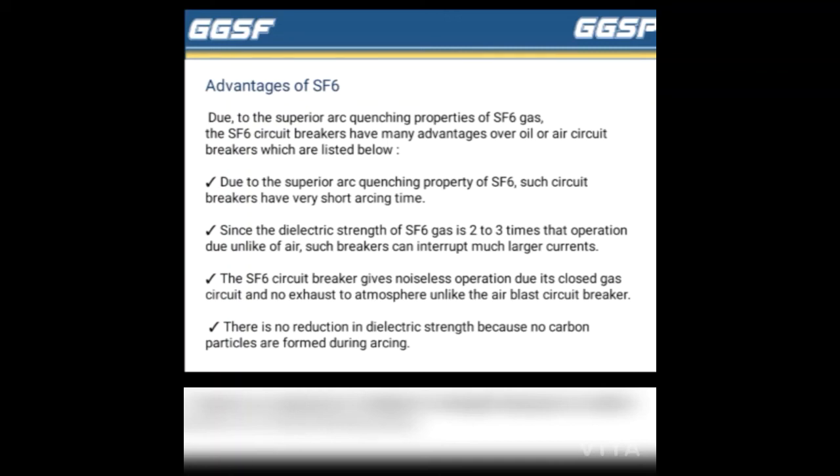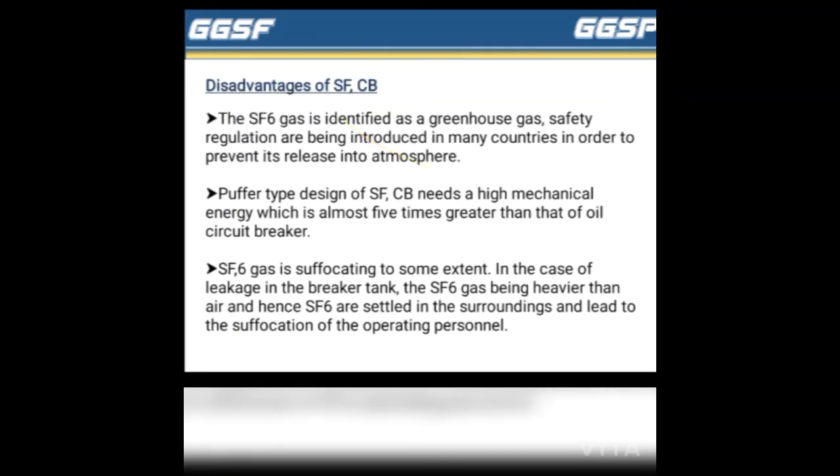Advantages of SF6. Due to the superior arc quenching property of the SF6 gas, the SF6 circuit breaker has many advantages over oil and air circuit breakers, which are listed below. Due to the superior arc quenching property of SF6, such circuit breakers have very short arcing time. Since the dielectric strength of the SF6 gas is 2 to 3 times that of air, such breakers can interrupt much larger current.